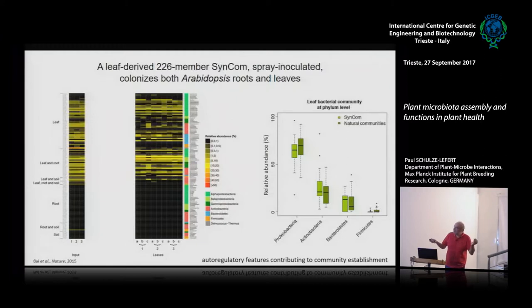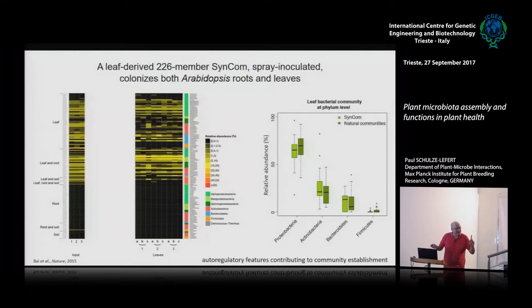It justifies any microbiota reconstitution experiments in the lab, and it's indicative there must be some autoregulatory mechanisms that contribute to the establishment of these communities on the leaves that are very similar in the field. It's a very robust structure.